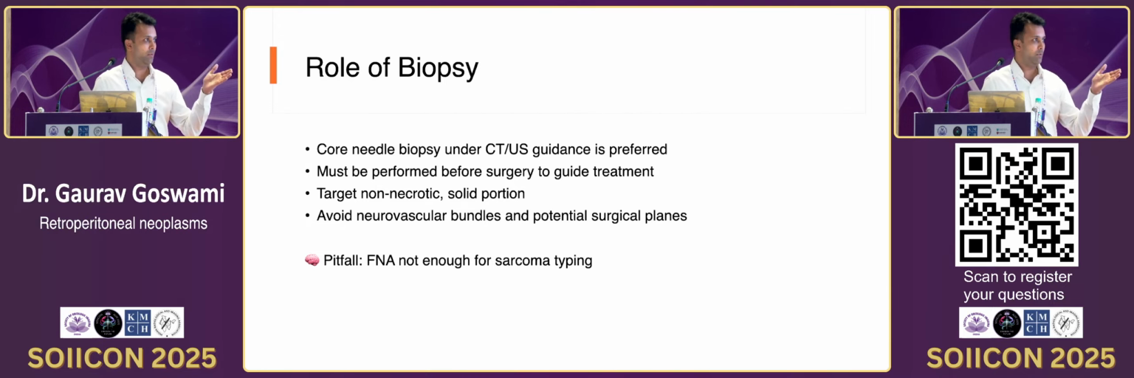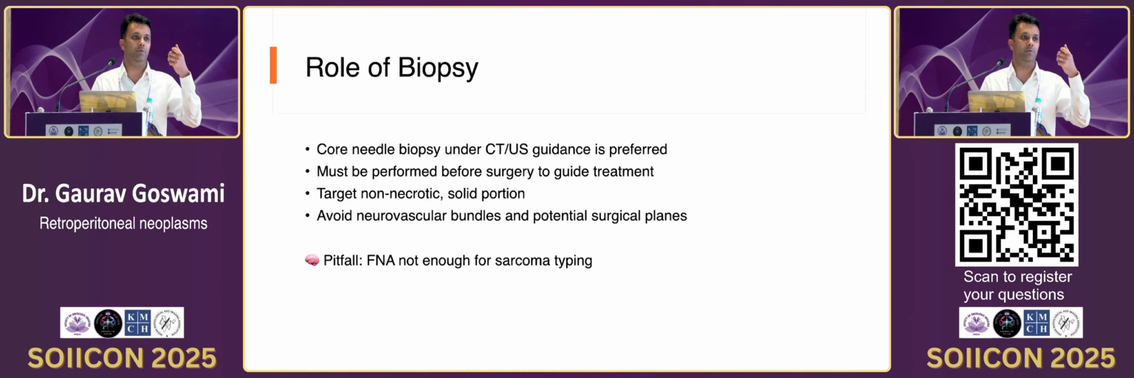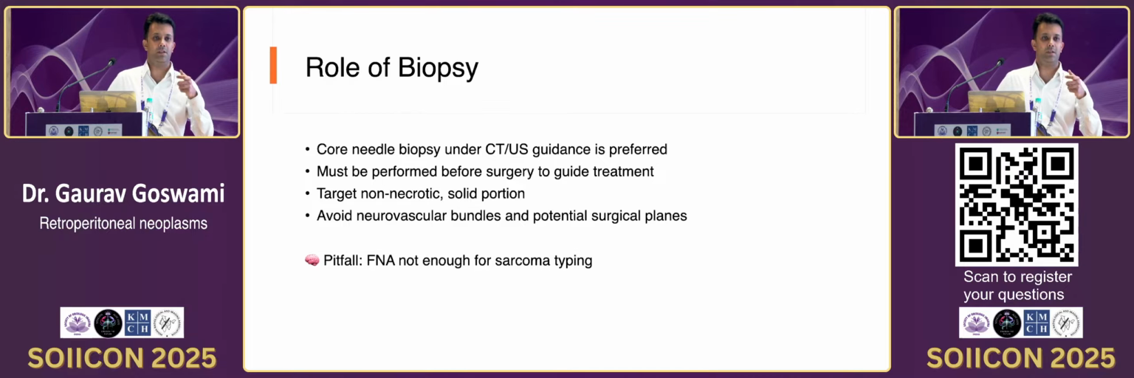So the core needle biopsy, right sir? Core needle biopsy is the most important part for retroperitoneal tumors, and target the non-necrotic, solid enhancing component, that is the second point. And the third is avoid neurovascular bundles or possible vessel infiltration. So what I do is I give 15 to 20 ml contrast, characterize the ureter outline, do some vessel characterization, and then I do the biopsy. FNA I would not advise.